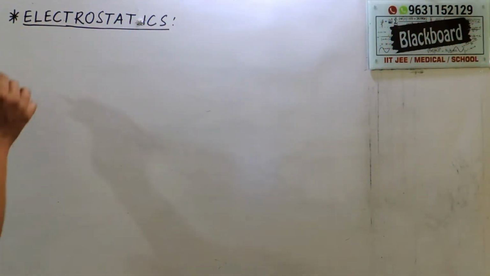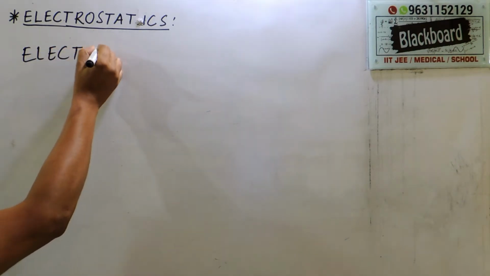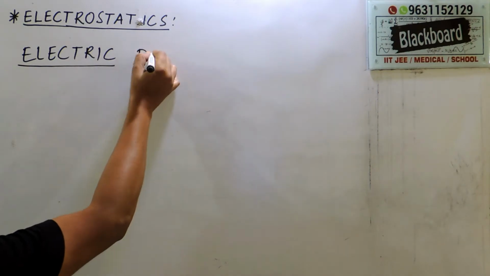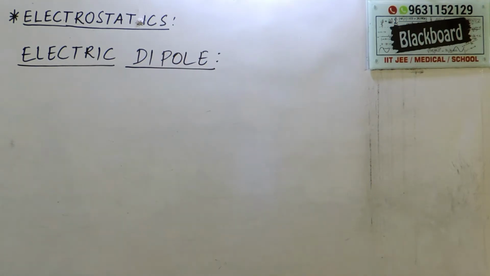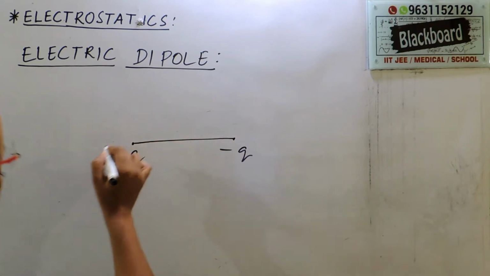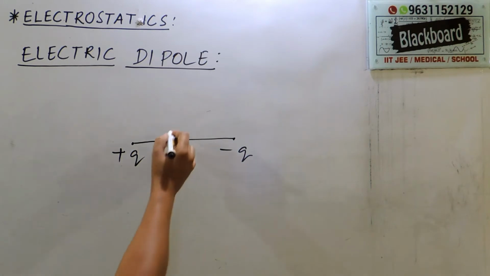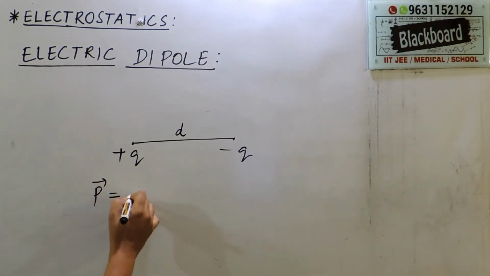Now, electric dipole. What is an electric dipole? A combination of two charges, plus Q and minus Q, separated by a small distance, let this distance be d, constitutes an electric dipole. The electric dipole moment of this combination is defined as vector P equals Q into D.